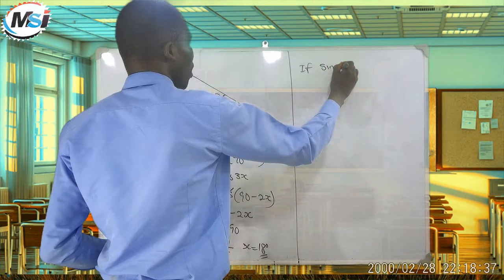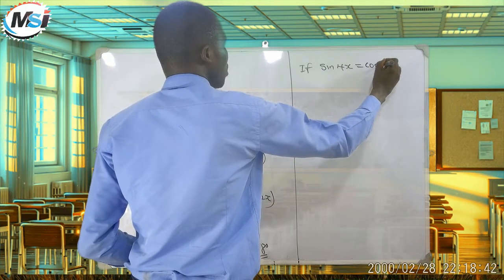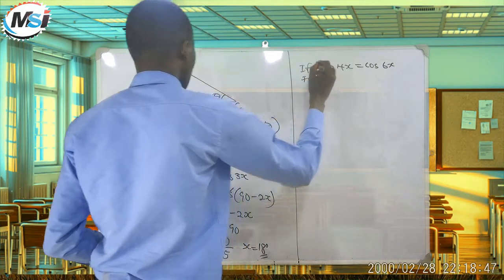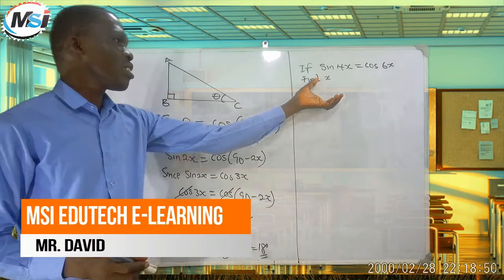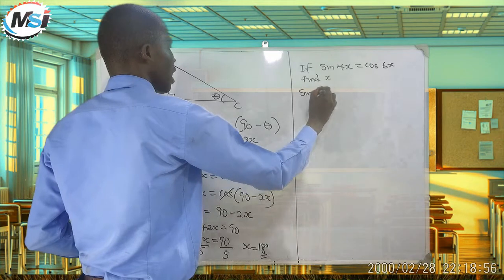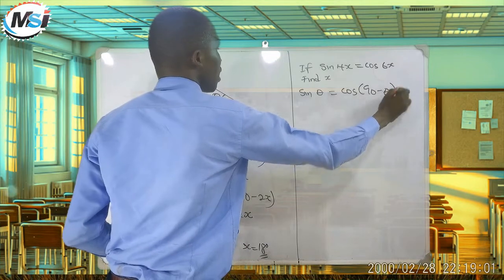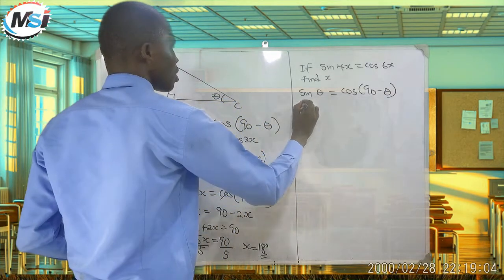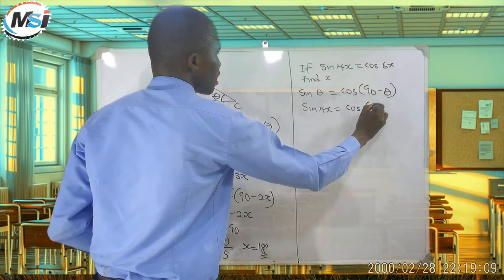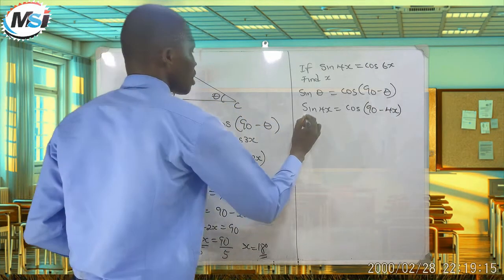Let's say for instance, if sine 4x equals cos 6x, find x. Now I want to find x. What will that one be? Remember that sine theta equals cos 90 minus theta. So this will give us sine 4x equals cos bracket 90 minus 4x.